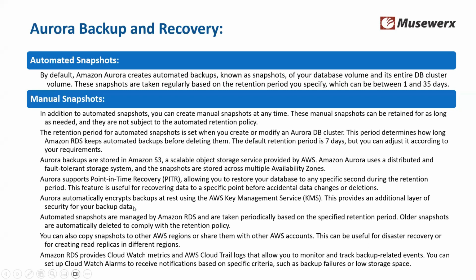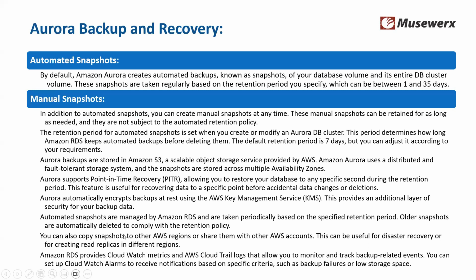Aurora automatically encrypts backups at rest using KMS. This provides an additional layer of security. Automated snapshots are managed by RDS and are taken periodically based on the specific retention period. Older snapshots are deleted automatically to comply with the retention policy. This is done as part of the design process.